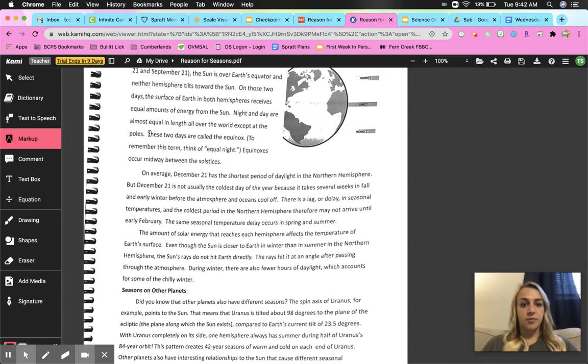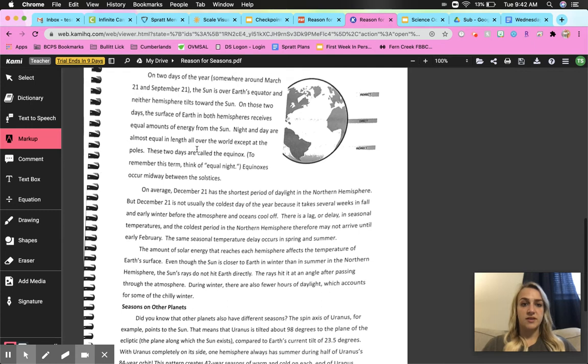To remember this term, think of equal night. Equinoxes occur midway between the solstices. So I'm going to go ahead and highlight somewhere around March 21st and September 21st. Sun is over Earth's equator. Okay. Let's see here. These 2 days are called the equinox. To remember this, think of the term equal night.